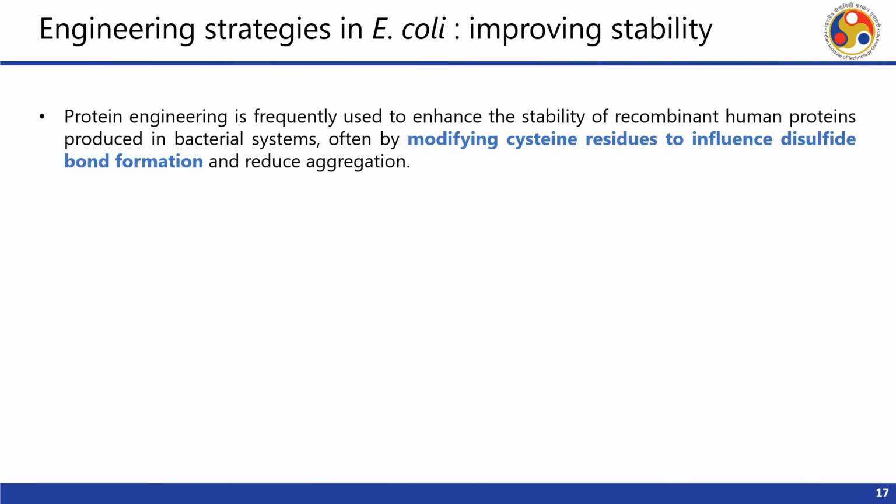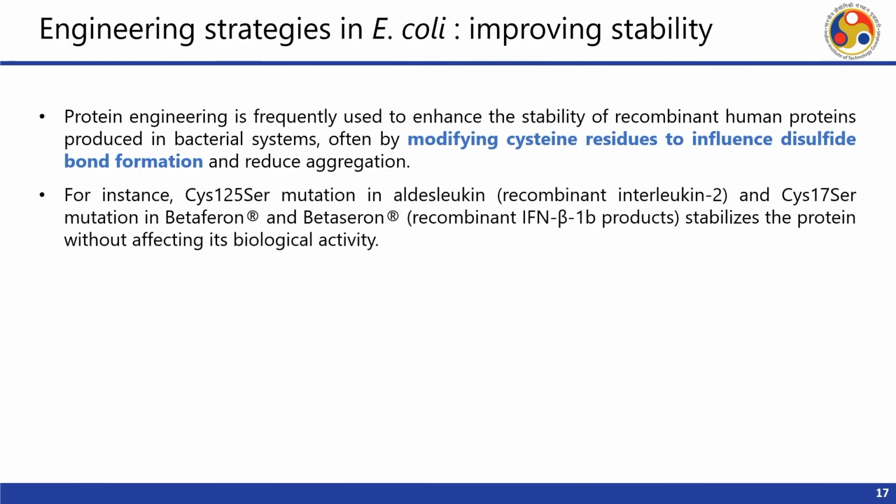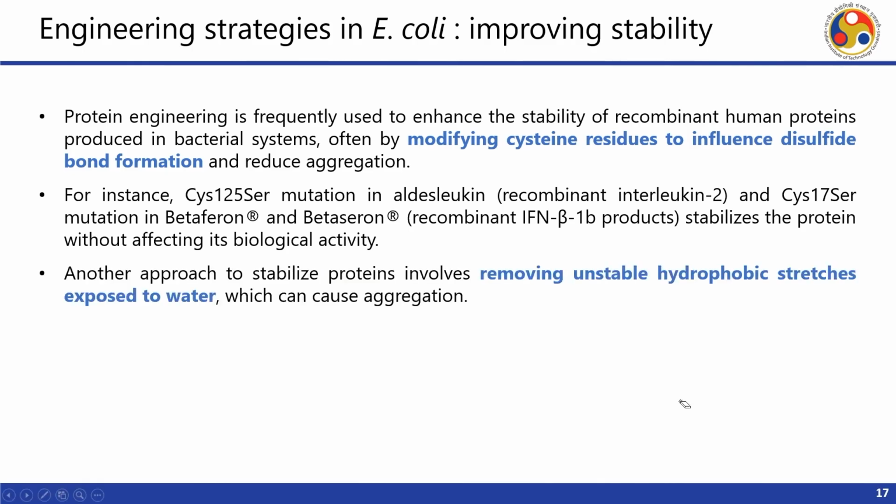Protein engineering is frequently used to enhance the stability of recombinant human proteins produced in bacterial systems, often by modifying cysteine residues to influence disulfide bond formation and thereby reduce aggregation. For example, the Cys-125 to serine mutation in aldesleukin, recombinant interleukin 2, and the Cys-17 to serine mutation in Betaferon and Betaseron, which are recombinant IFN beta-1b products, stabilizes the protein without affecting its biological activity.